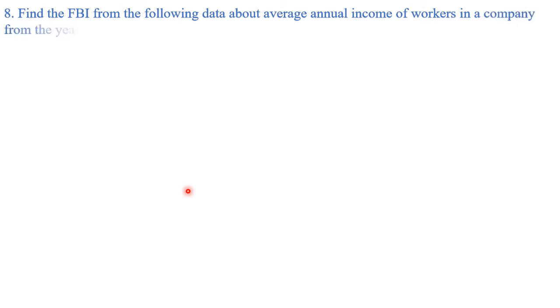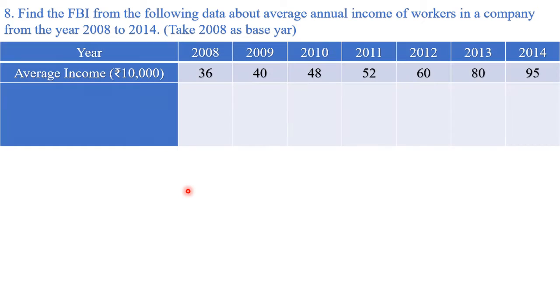Question number 8. Find the fixed base index from the following data about average annual income of workers in a company from 2008 to 2014. Take 2008 as base year. This is the data. You have the years 2008, 9, 10, 11, 12, 13, 14. You have the average income in 10,000 rupees.